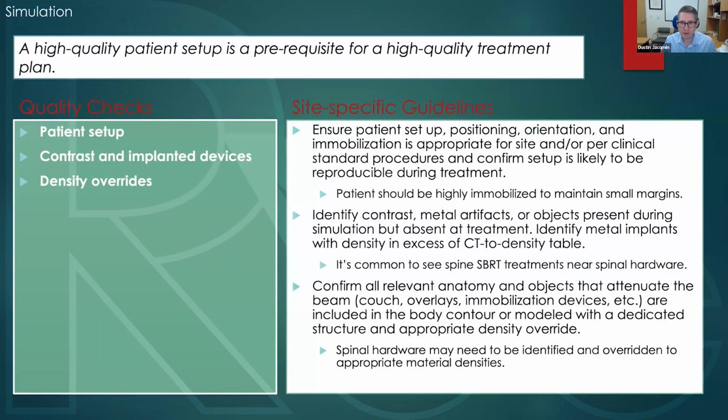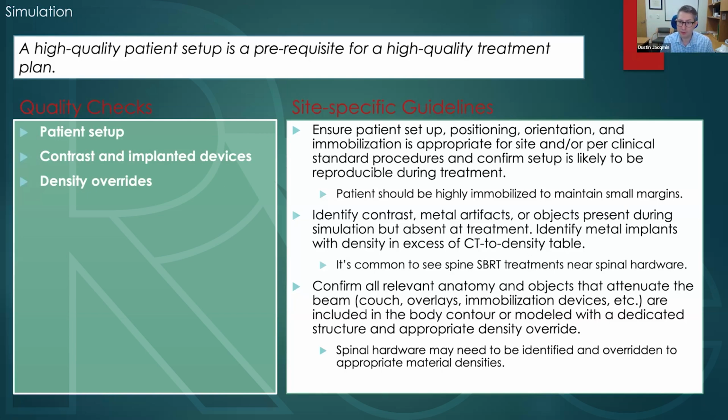Let's talk about simulation. Spine SBRT uses a very small PTV margin. Some places use 0, some places use 1, some places use 2 millimeters. It really depends on what your clinic is comfortable with and what it can consistently hold the patient to. In any event, all of those are really small margins, so the patient should be immobilized as much as possible to maintain those small margins. Again, spinal hardware is often near the treatment field, so you should screen for that when you're reviewing your CT simulation images.